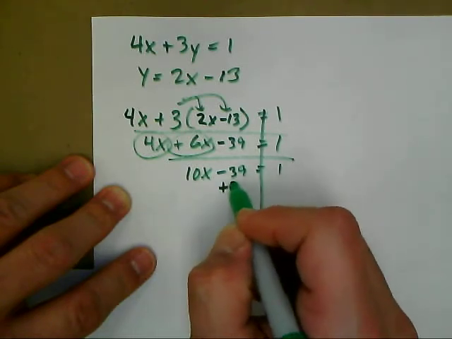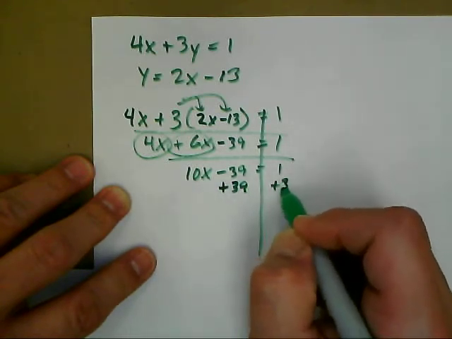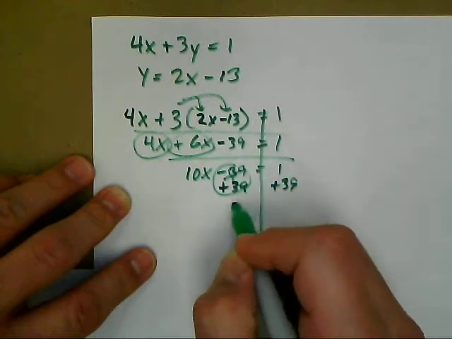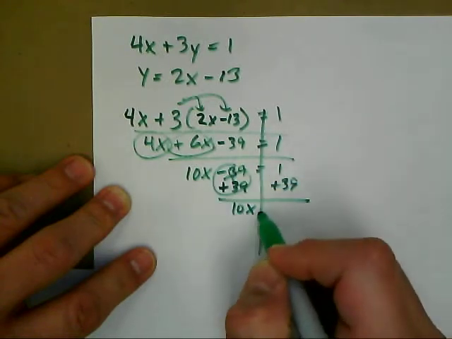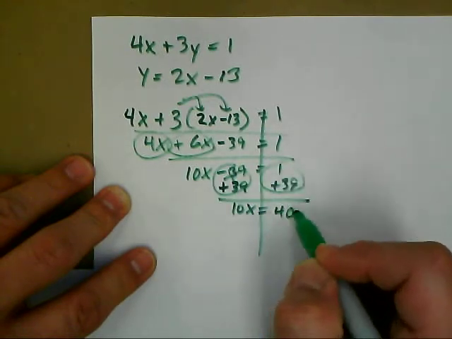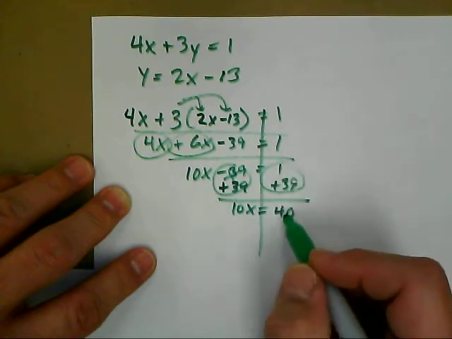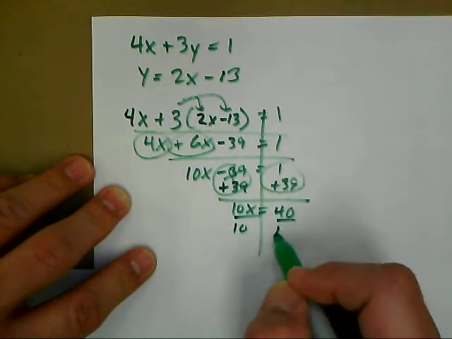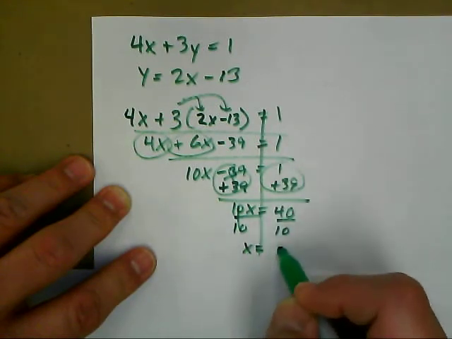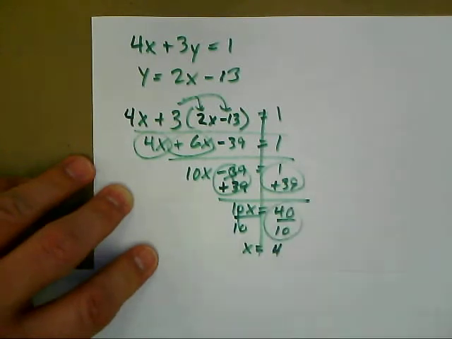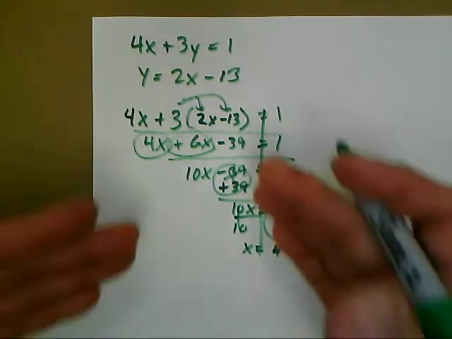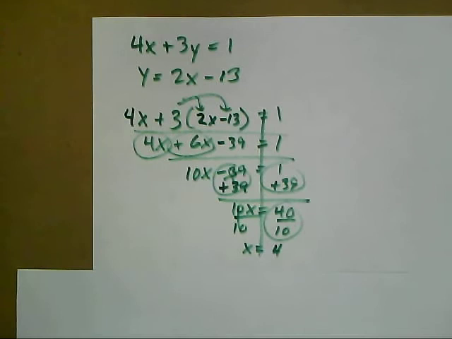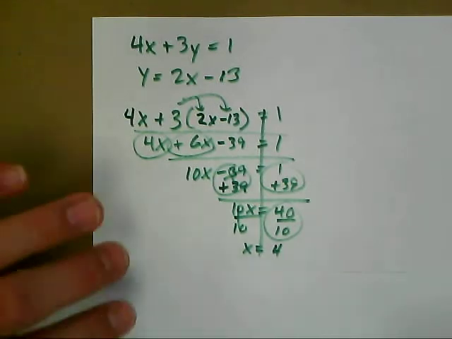I'm going to go ahead and get rid of what's added or subtracted. So I'm going to add 39 to both sides. I have 10x equals 40. When I add those two together, 1 plus 39 is 40. And then divide by 10. If you notice, we're not really doing anything new here, guys. This is all stuff that we know how to do, just seeing it in a different light, a different manner.